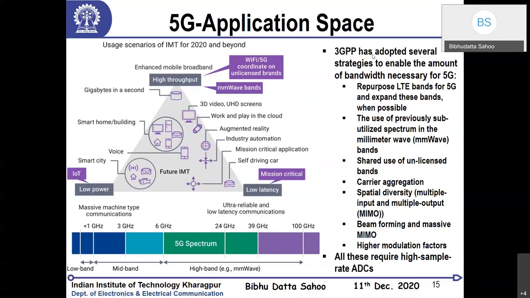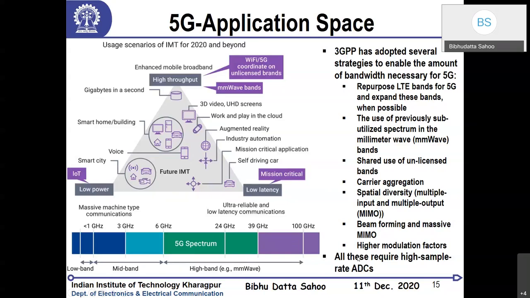The Third Generation Partnership Project has adopted several strategies to enable the amount of bandwidth necessary for 5G. They are now going into millimeter wave for communication, although it has very little range, but that is what is being used. Below, we show the spectrum. The 5G spectrum spans a huge band. There is something called the sub 6 gigahertz band and the above 6 gigahertz band. Although it is called sub 6 gigahertz, it extends a little bit above 6 gigahertz. They use a lot of techniques to achieve communication with high data rate and low bit error rate: carrier aggregation, spatial diversity, and massive MIMO, so multiple antennas. Once you increase the band, all these systems need high sample rate ADCs.